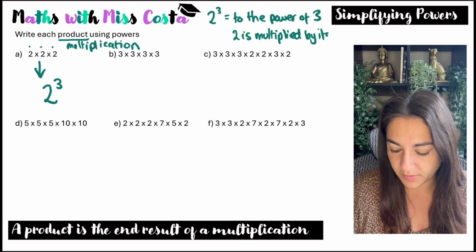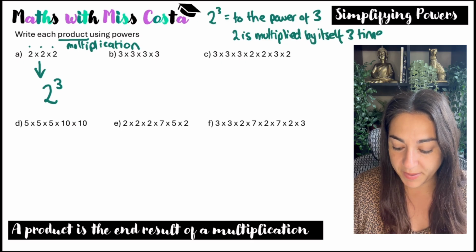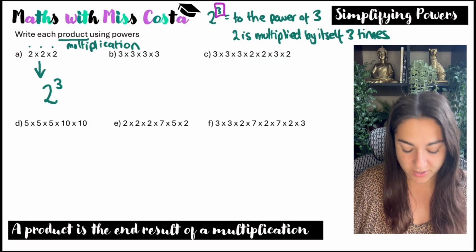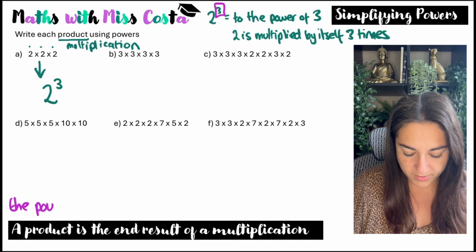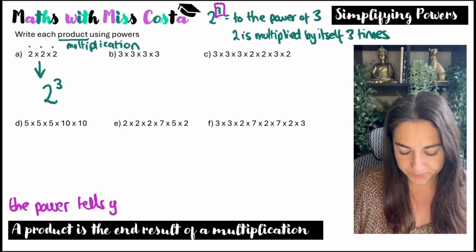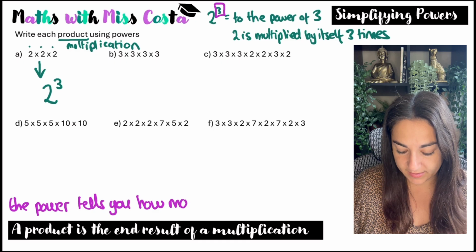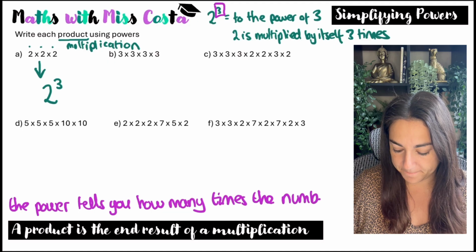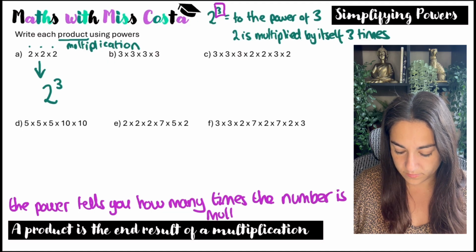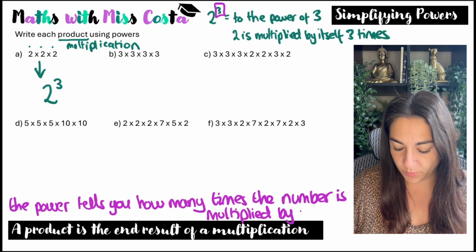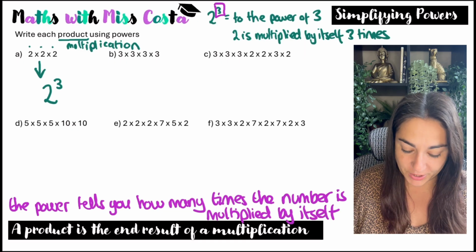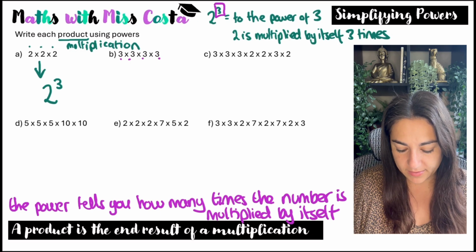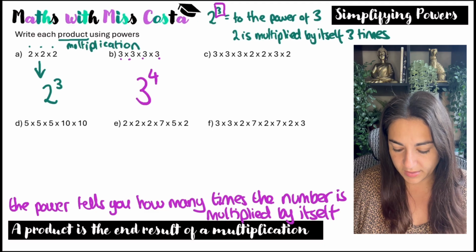by itself 3 times. So the power here, the power tells you how many times. Actually, let's write that down. The power tells you how many times the number is multiplied by itself. And that will help you immeasurably. So 3 times 3 times 3 times 3, to write it as a power is going to be 3 to the power of 4. What am I going to do here?